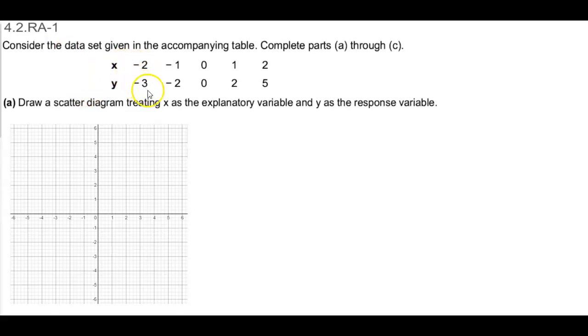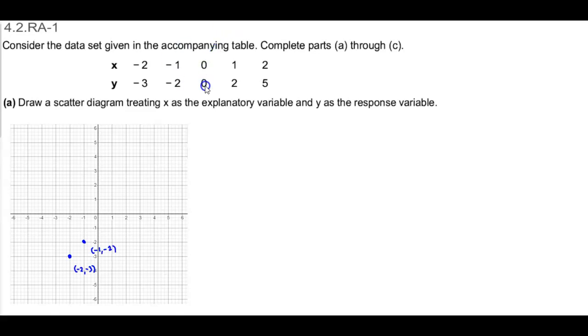So, if we wanted to find the locations of our ordered pairs, the first has the value -2 for x and -3 for y. If we start at 0 and move to the left 2 units and then down 3 units, then we have our first ordered pair, -2, -3. Our next ordered pair is -1, -2, so we go to the left 1 and then down 2 units.